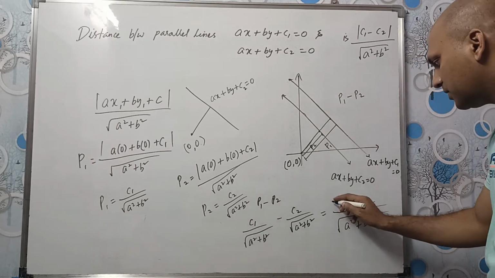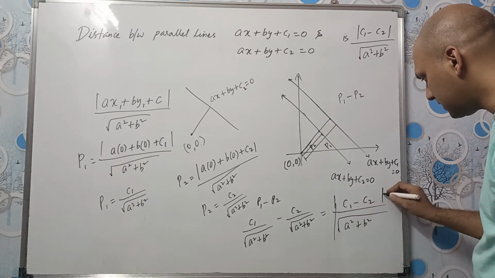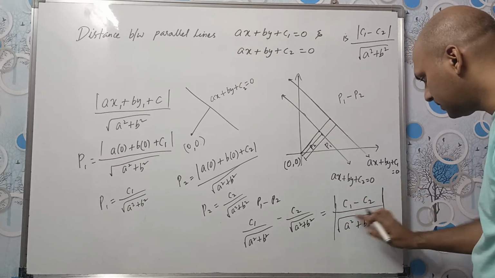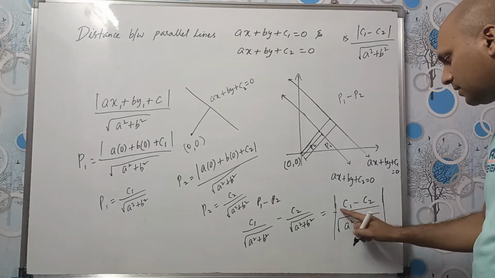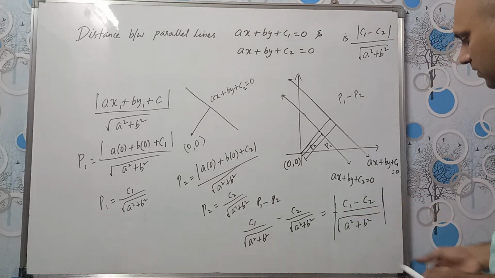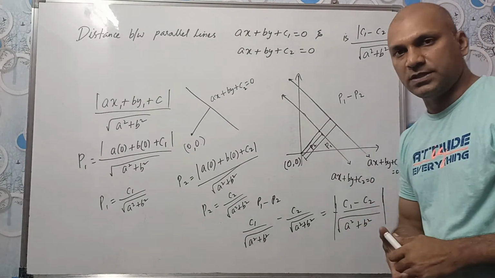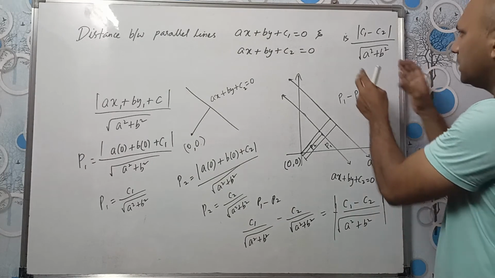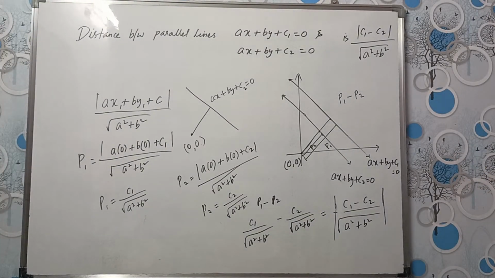Since it is the distance between parallel lines, we write this in modulus. You write the whole modulus like this. It will make no difference. c2 minus c1 will also give you the same result, and c1 minus c2 will also give you the same result. So this was the derivation of the distance between two parallel lines. We'll do a few problems now.